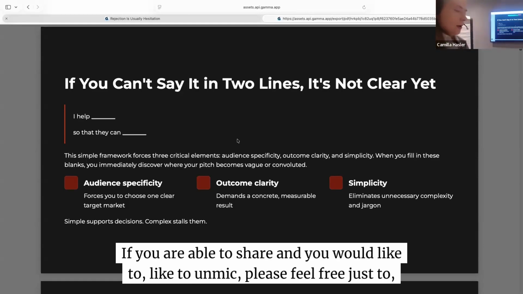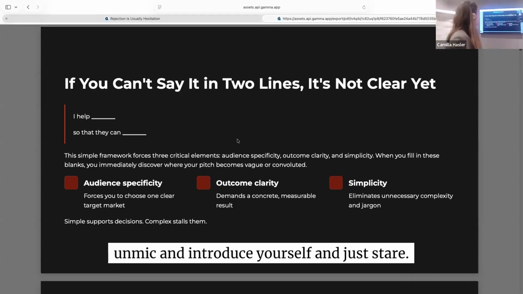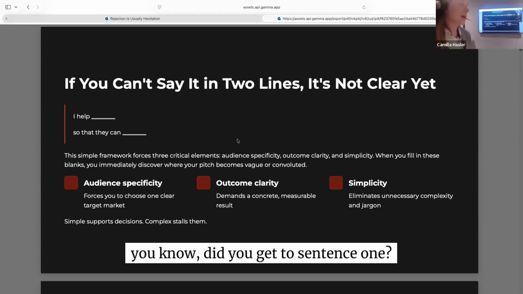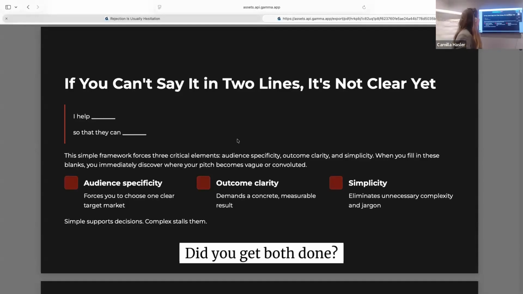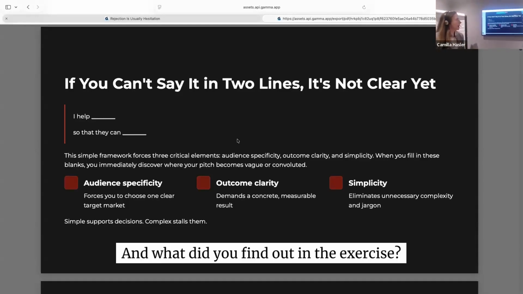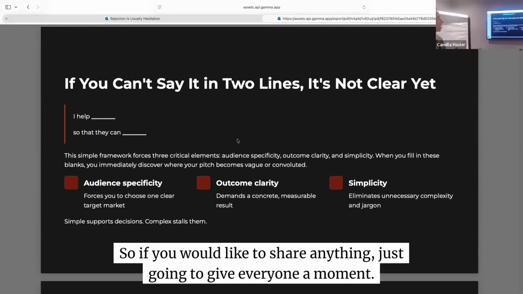If you are able to share and you would like to unmute, please feel free to unmute and introduce yourself and share: did you get to sentence one? Did you get both done? And what did you find out in the exercise? Did you learn anything new? So if you would like to share anything, I'm just going to give everyone a moment.